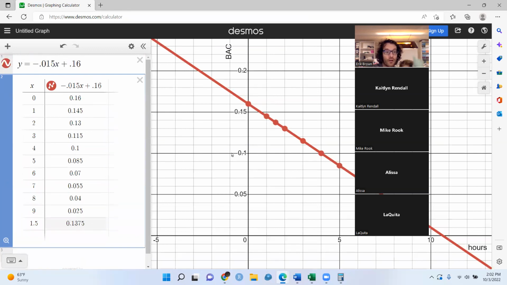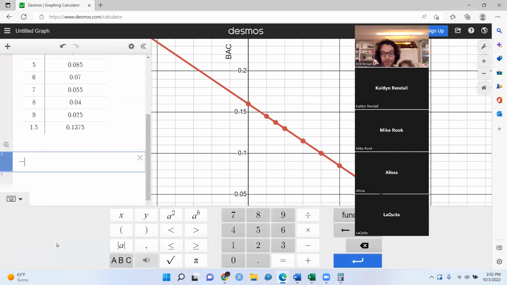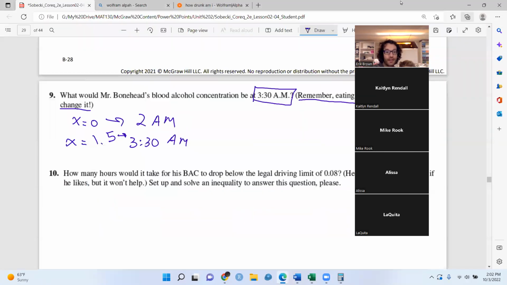Or we could do the calculation. We could type it into our equation, negative 0.15 times 1.5 plus the 0.16. Either way, we get the same thing. And the blood alcohol percentage there is 0.1375% at 3:30 a.m.